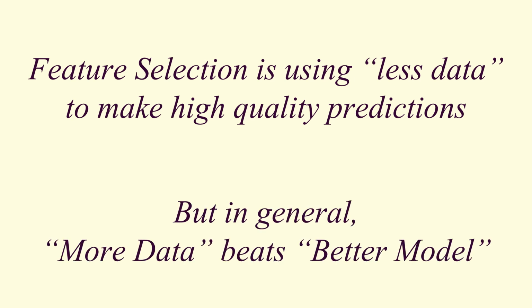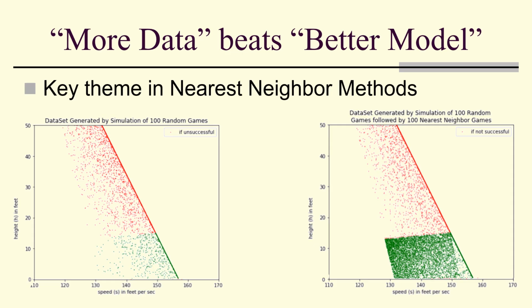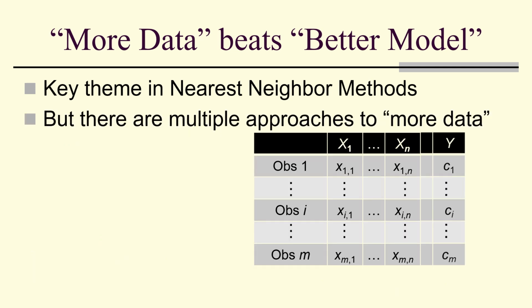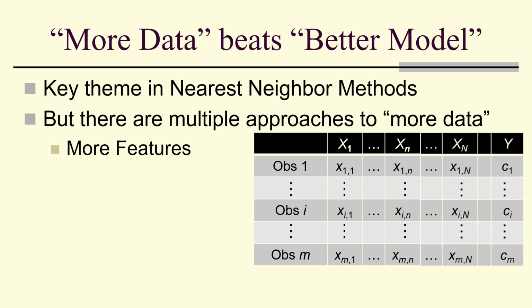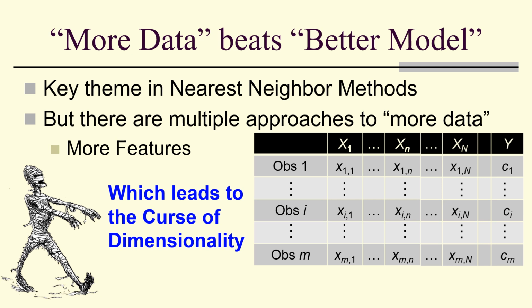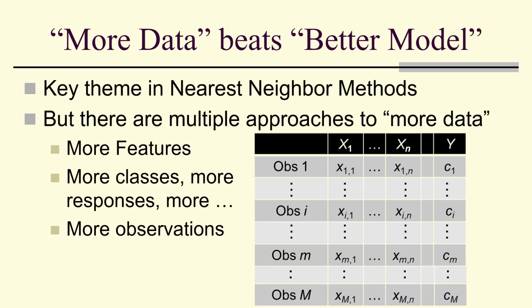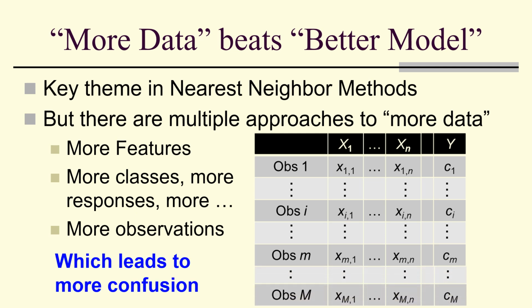But in general, more data beats better model. For example, in nearest neighbor methods, we saw these 2 examples. Notice that data from 100 games versus data from 200 games. We can't predict the decision boundary from only 100 games, but we can from 200 games. But there are multiple approaches to more data. More features, which leads to the curse of dimensionality. More classes, more responses, more observations, which leads to more confusion.